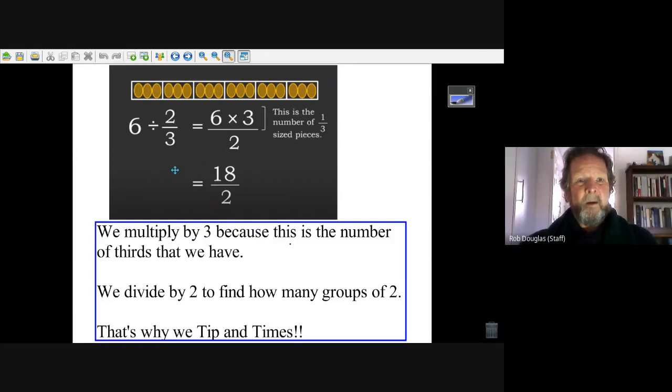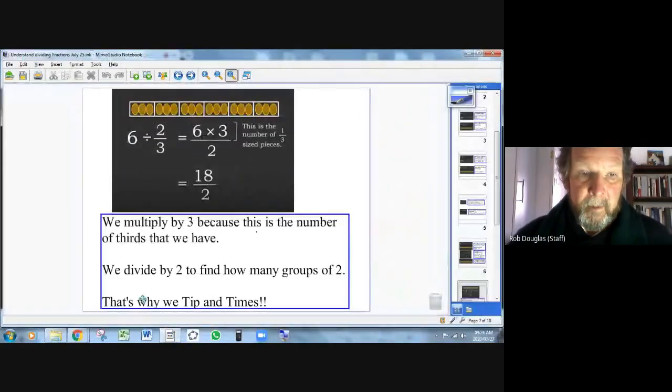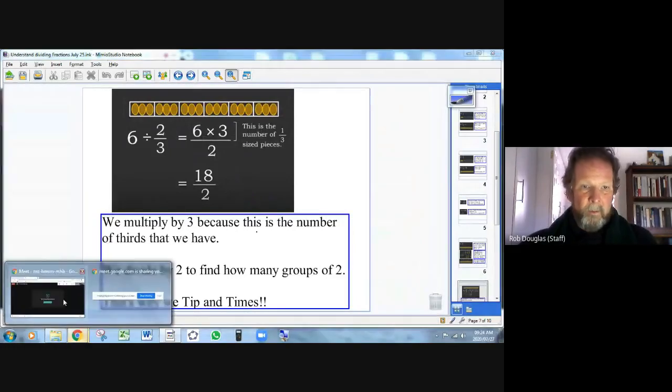But hey, there were 18 thirds, and we're grouping them in 2s. So how many groups of 2/3? 18 divided by 2 gives you 9. But it explains why. We're explaining why we tip and times. We have to turn it upside down and multiply straight across. This 3 gets multiplied by 6, and then we divide by the 2. That's why you tip and times. And that's the first part of what we're going to do.